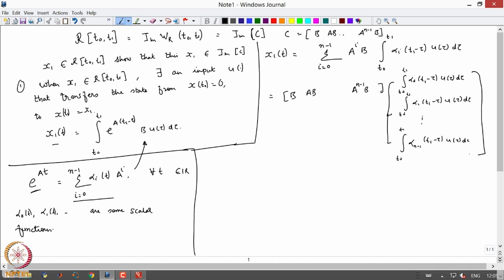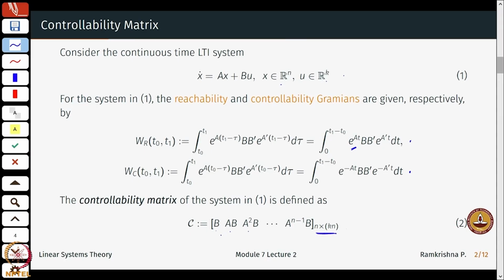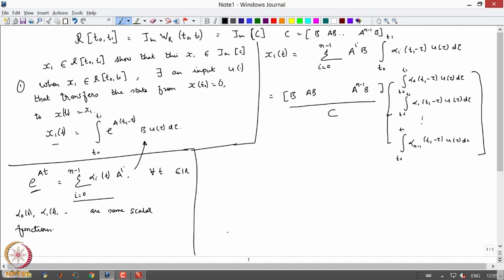Okay, now what does this mean? This is my controllability matrix C, which I defined here. Now, what does this expression tell me? If I just write it, x 1 of t is C times some vector, say alpha, right. All these are numbers, and they just constitute a vector.